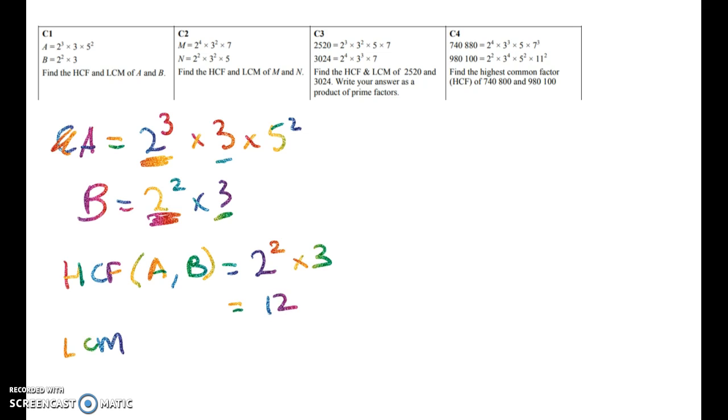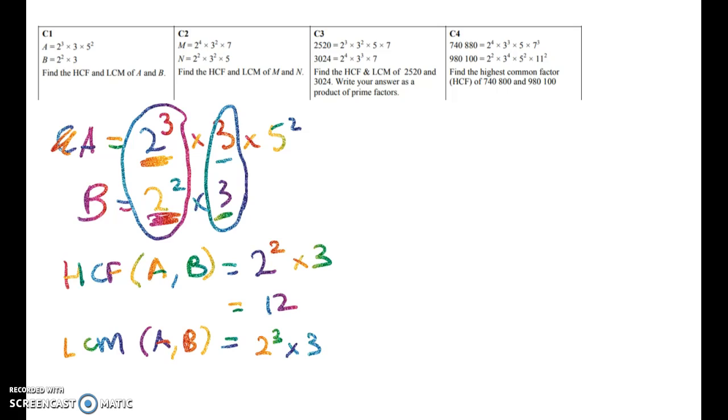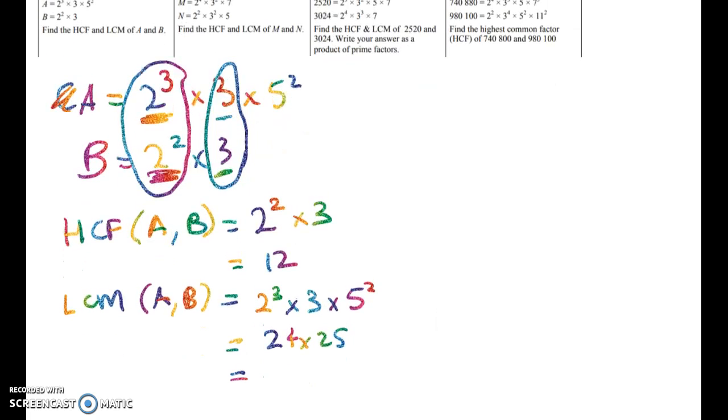I'm going to do this with a Venn diagram in a minute, but some of you just won't be needing it anymore. The lowest common multiple is where I put in once each of the prime factors that is in A or B. So the lowest common multiple will be, looking at the 2's, 2 cubed, and then I have to times in the 3, because there's a 3, and then in A there's also 5 squared. So that's going to be the lowest common multiple. That gives me 24 times 25, which is 600.